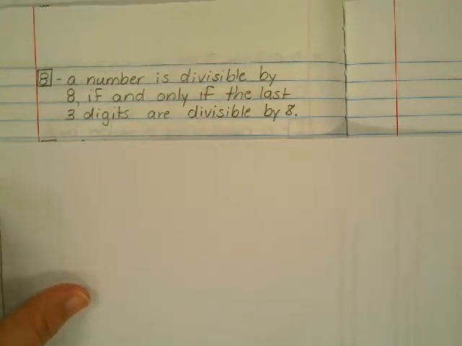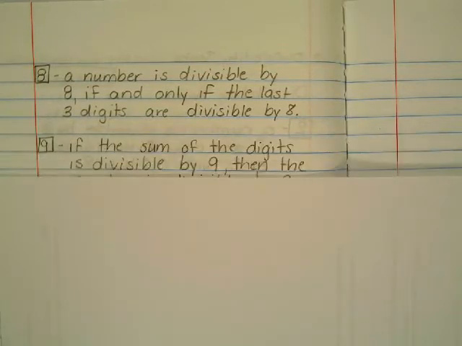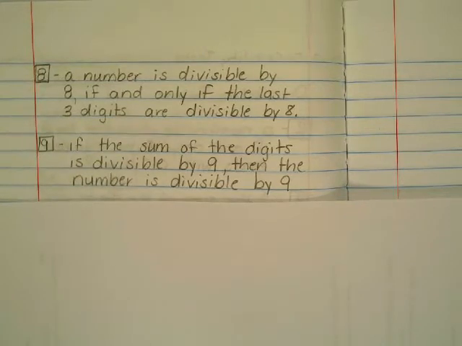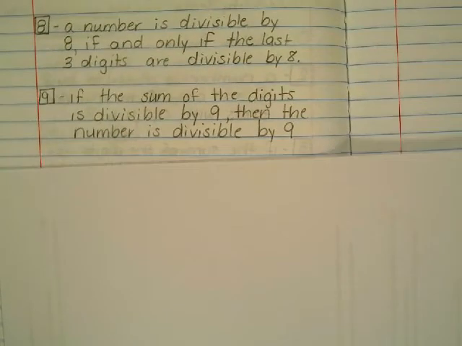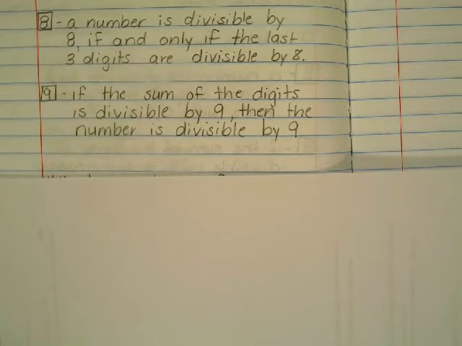For the number 8, a number is divisible by 8 if and only if the last 3 digits are divisible by 8. For the number 9, if the sum of the digits is divisible by 9, then the number is divisible by 9. And I skipped 10, and I should have put it in there. I'll go ahead and tell you what it is, and I will add it to the next page.